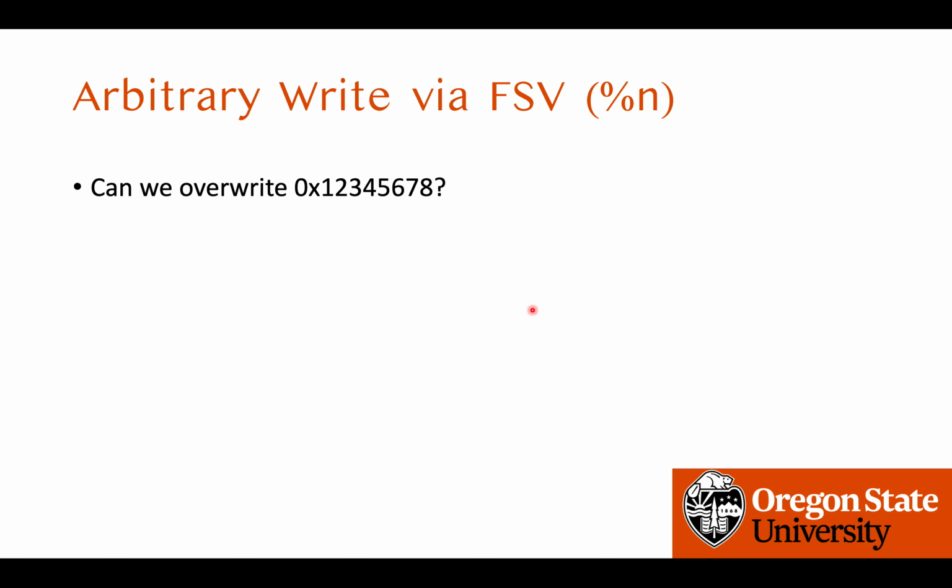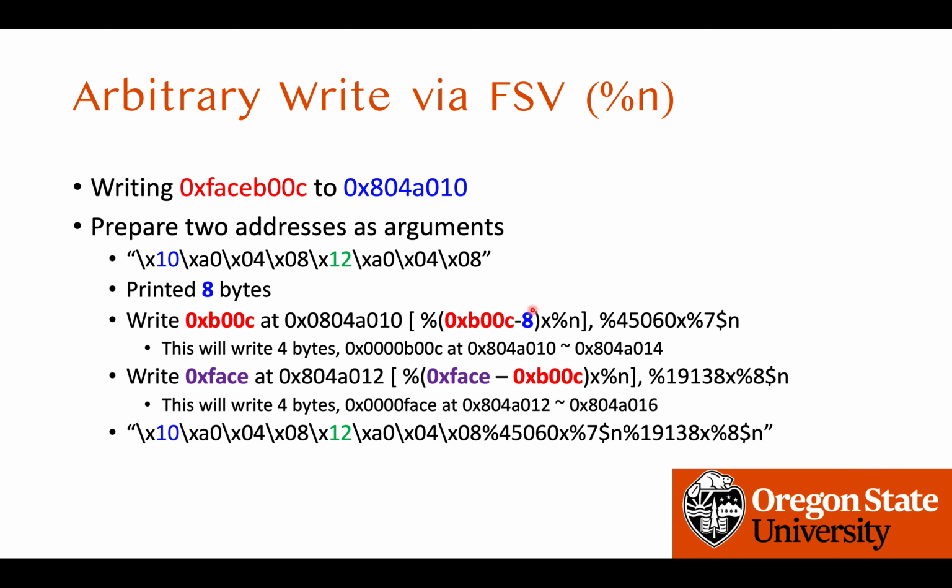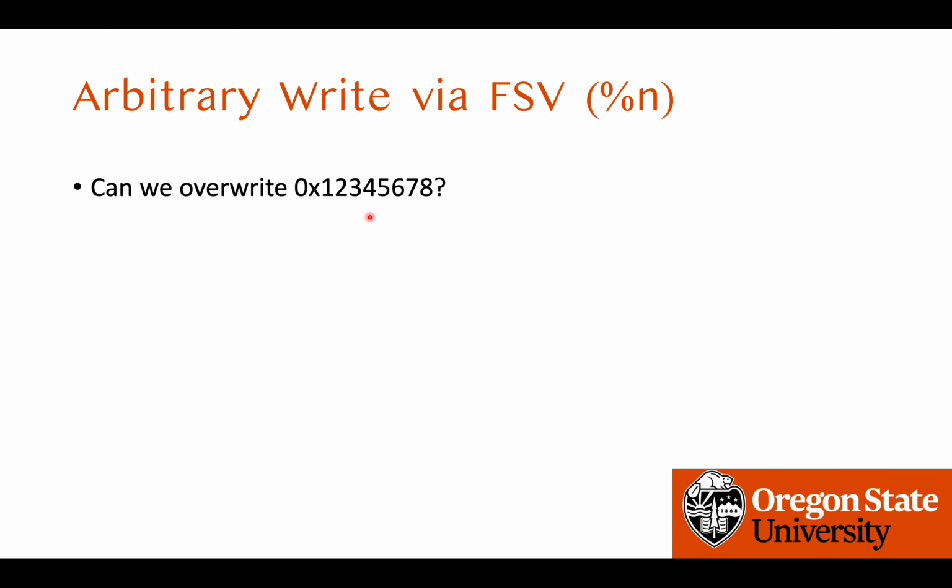So maybe you caught some of the difficulties in doing this. Some of the subtle cases could be, right now the second value, FACE, is bigger than the first value, B00C, so we can subtract. But what if the second value is smaller than the first value? So can we overwrite 0x1234 after 0x5678? If we cannot do that, we cannot call it an arbitrary write. But we can do that.